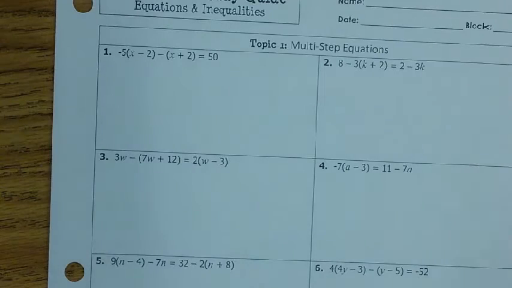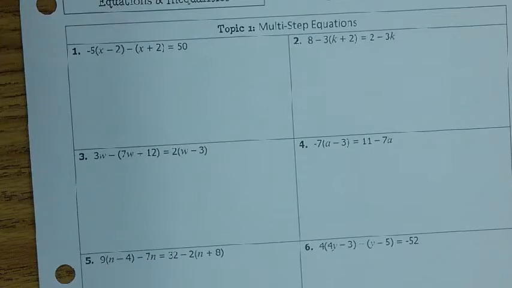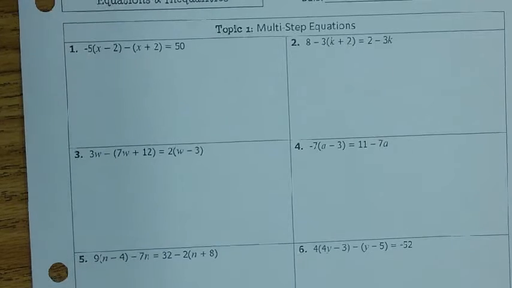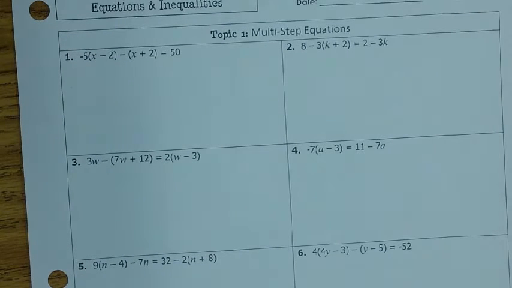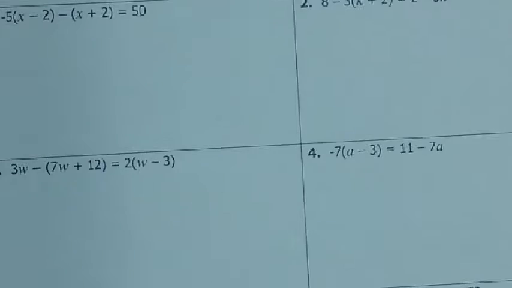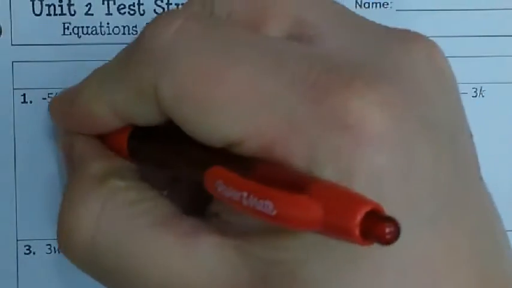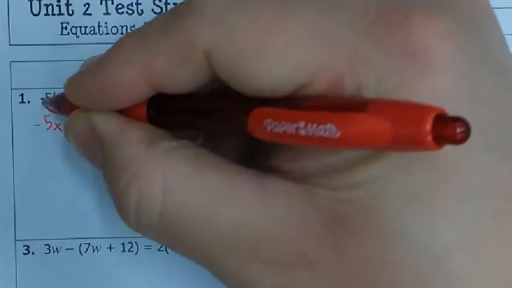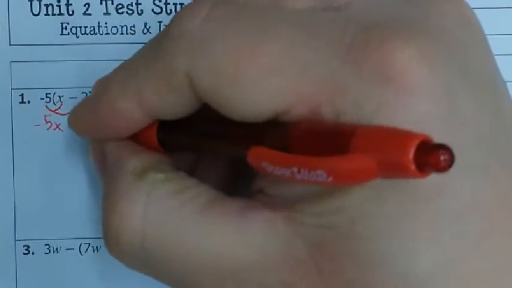This is going to be very, very similar to your test tomorrow. So what you have to do on number one is you first distribute. So you do that -5, distribute it in. So -5 times x, that'd be -5x. -5 times -2, remember you got to keep those negatives. Negative times a negative is a +10.